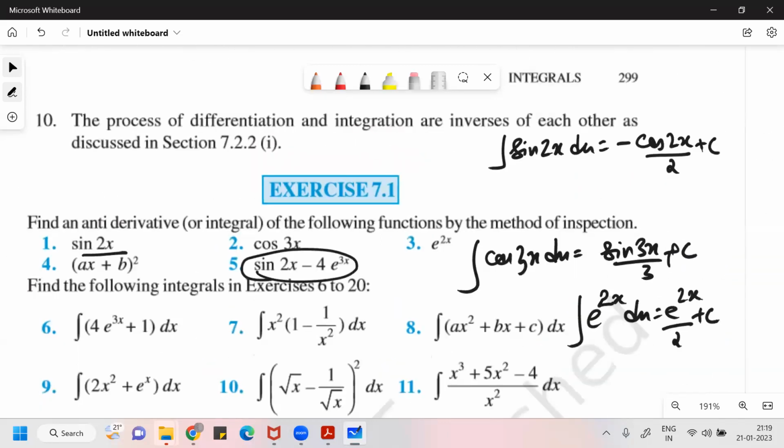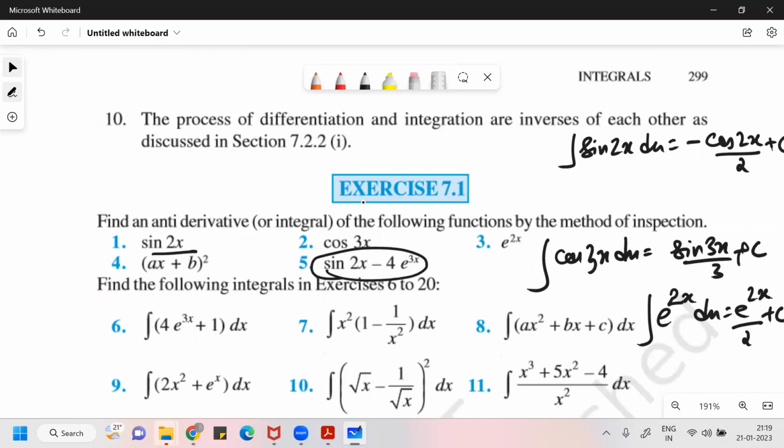So we have done 5 questions so far. In exercise 7.1, we have done 5 questions so far. From question number 6, I will do in the next class.